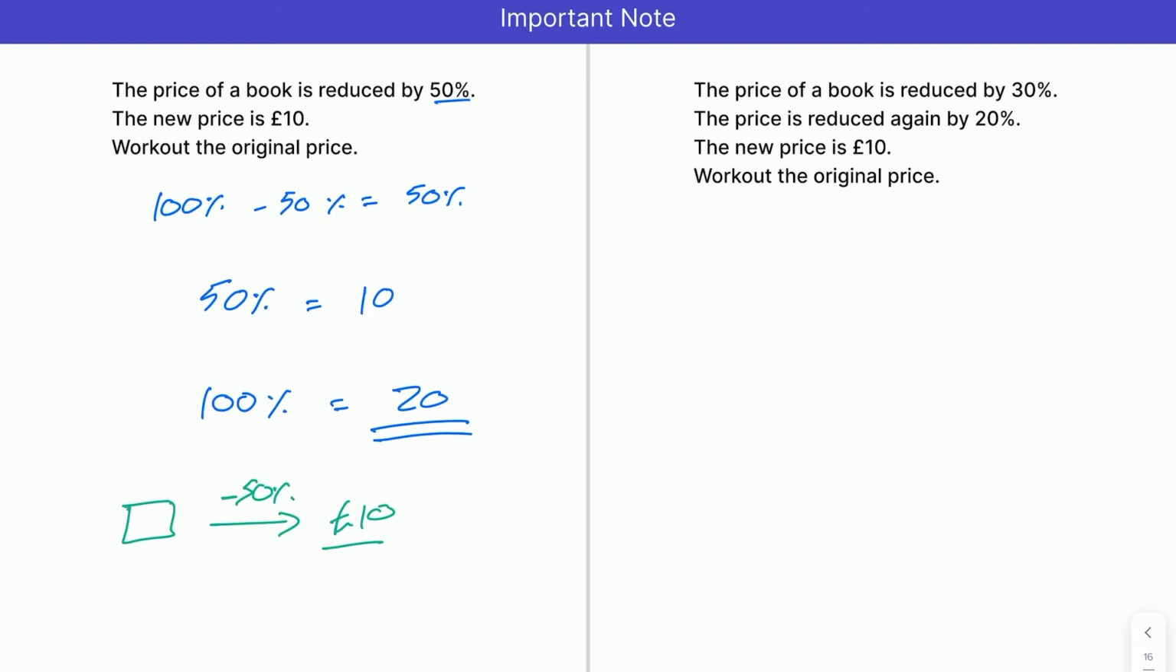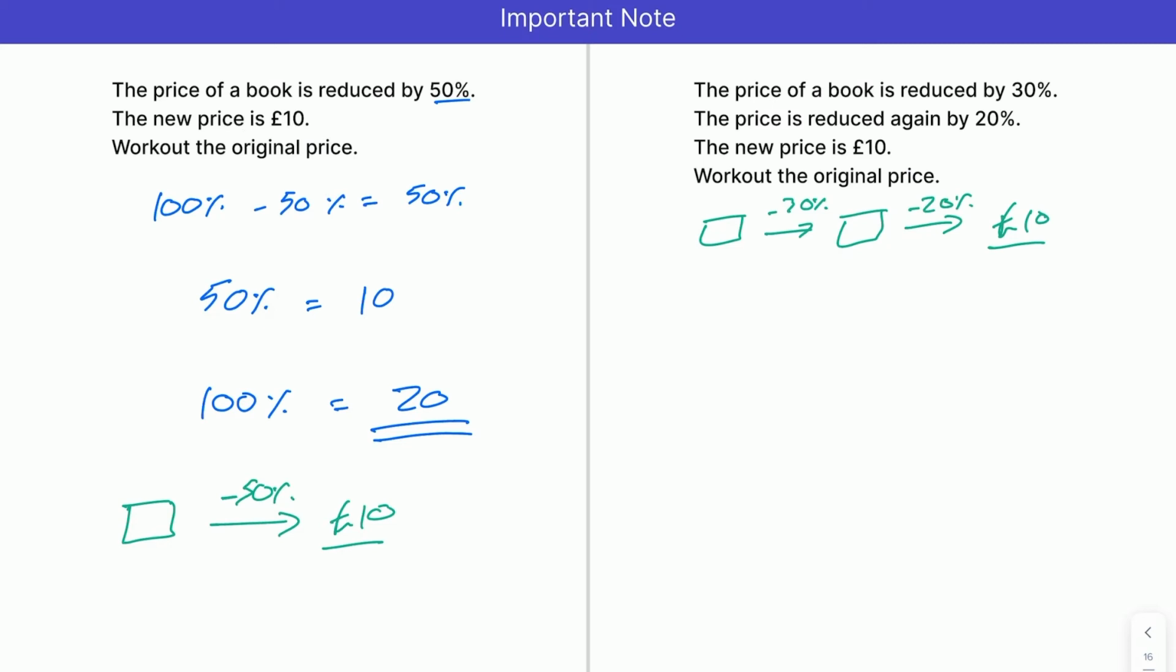Whereas what we have on the right is a little bit different. We have two stages of reduction. So we have the price, it's reduced by 30%. We then get a new price. That price is then reduced by 20%, and then we get a final answer of £10. That's given in the question, okay? So here we worked back in one step. We went from 10 straight back there. Here we have to work back in two steps. You have to go from here to here. Then when we get this answer, we have to go from here to here.